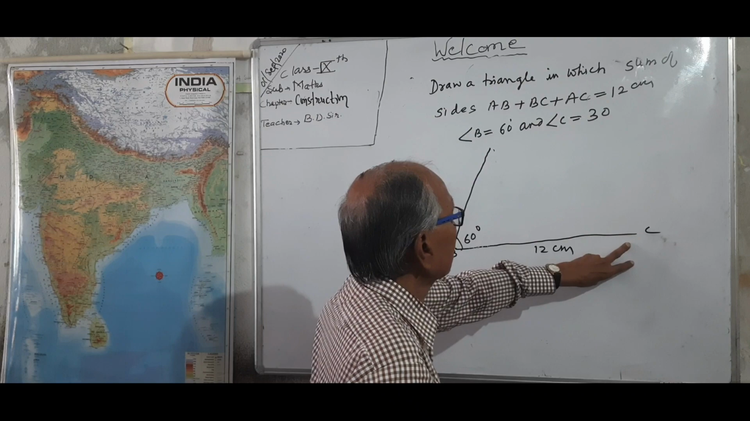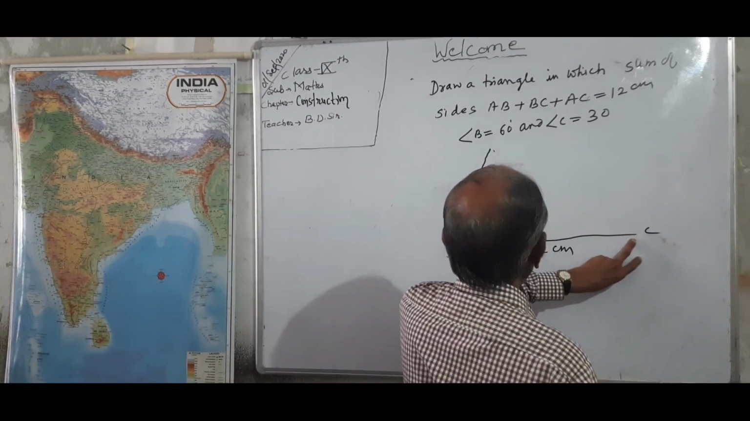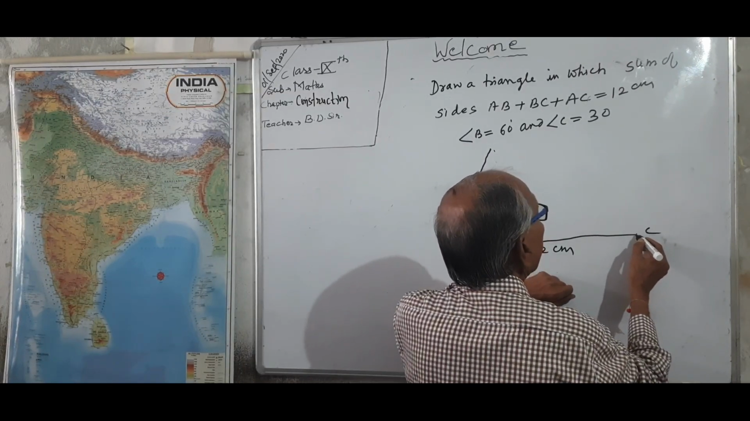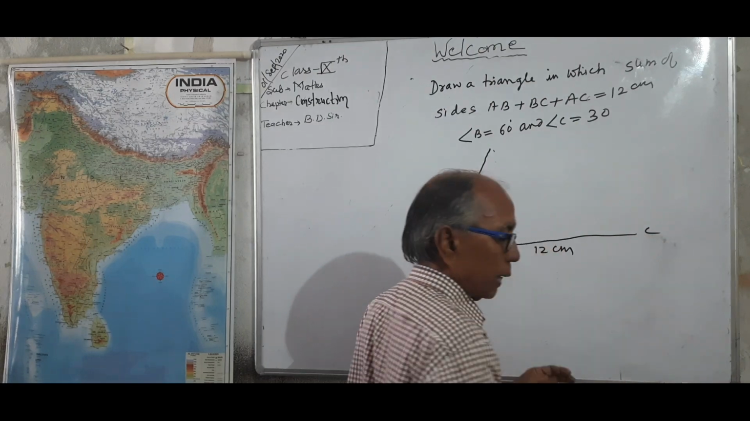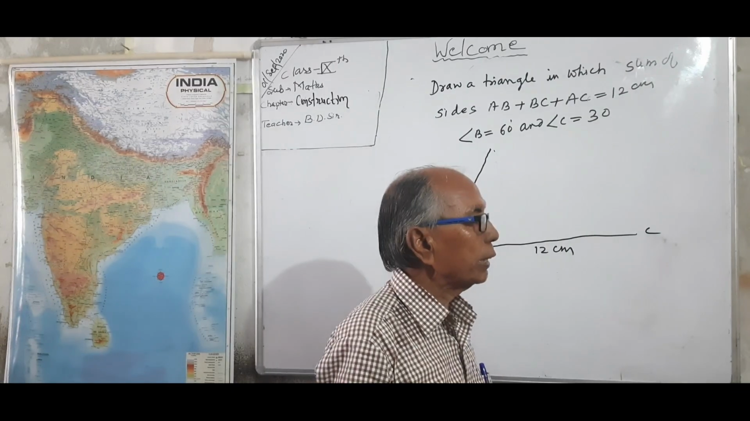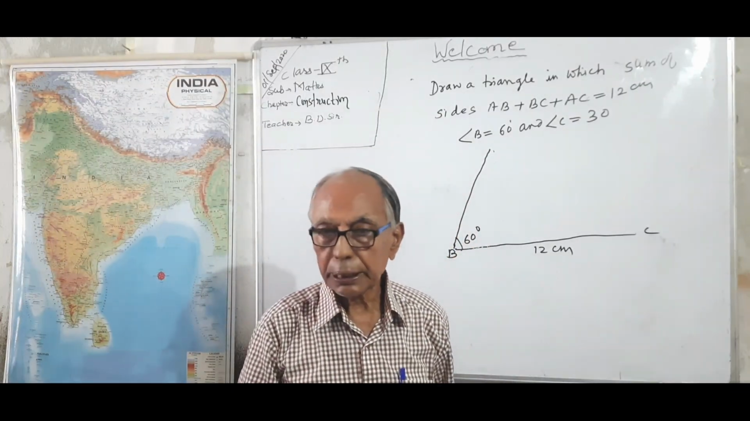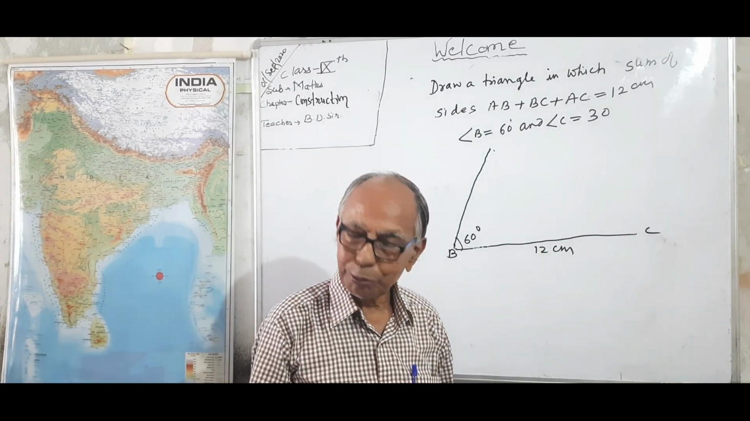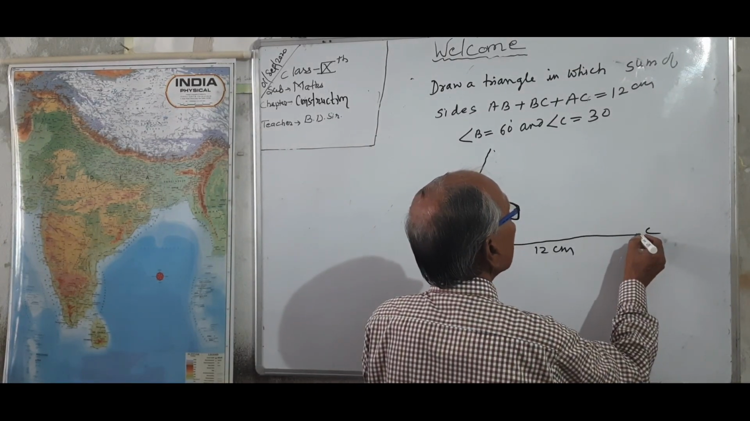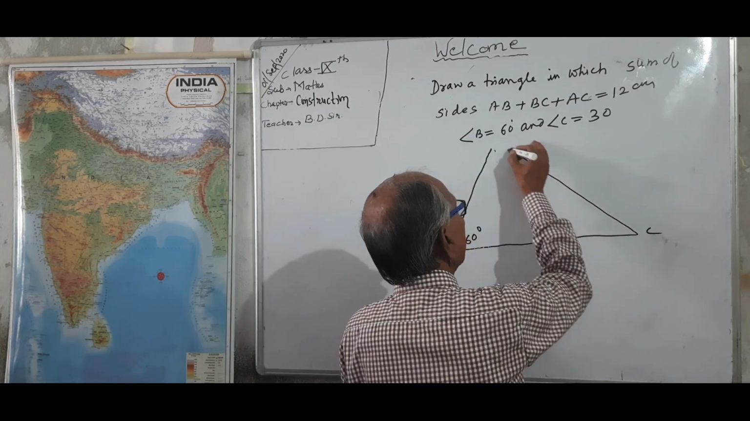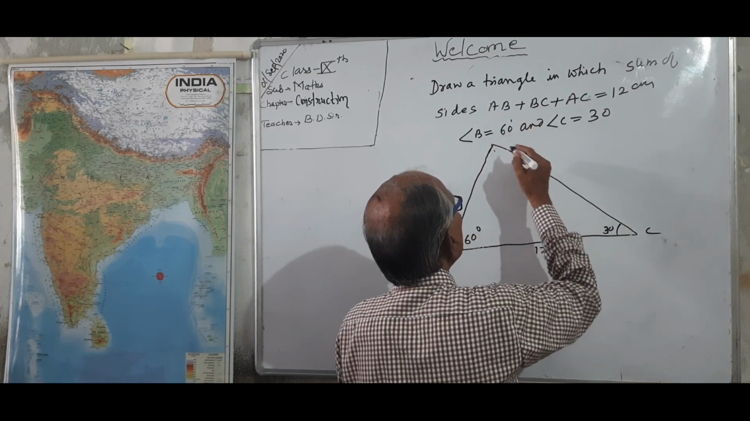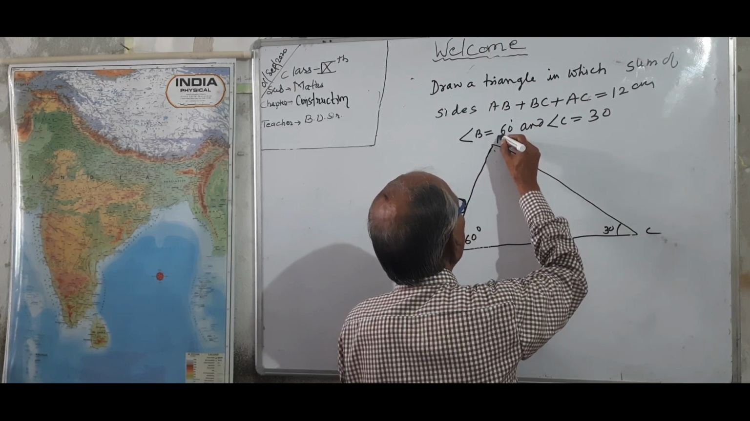And similarly, at the point C, we have to draw a line making an angle of 30 degree. This is very easy. First of all, for this, we have to draw an angle of 60 degree, and bisecting this angle, we will easily get the angle of 30 degree. So, the same process will be done. This is the angle 30 degree here. And these two lines cut at, suppose, point A.